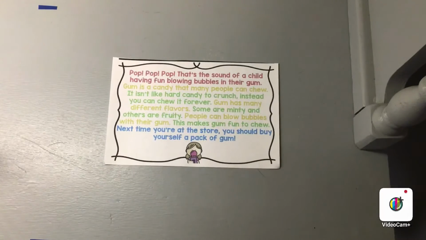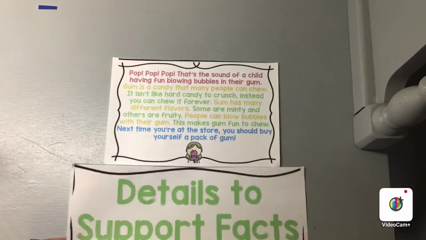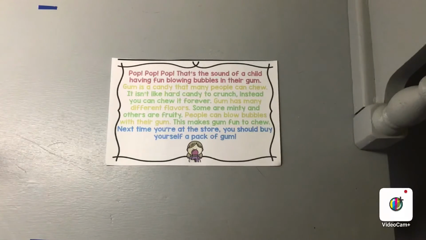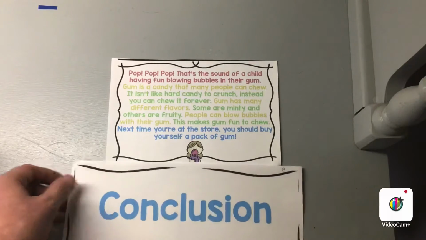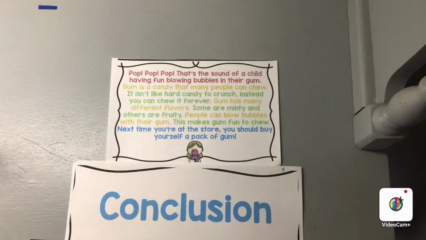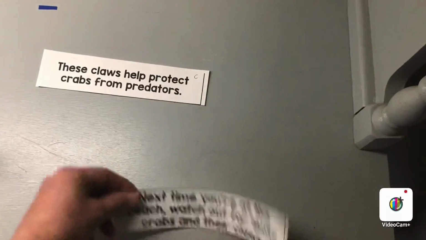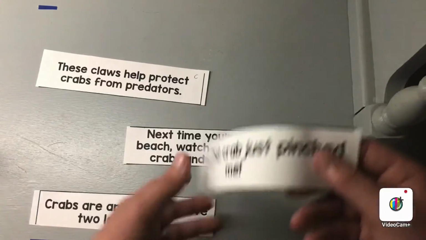This makes gum fun to chew. That's details to support it. It is fun to chew. Next time you're at the store, you should buy yourself a pack of gum. And that's our conclusion. Once again, a call to action. Hey, maybe next time you're at the store, you should buy yourself some gum so that you can experience that yourself. Let's look at these sentence strips that I have and see if we can organize these the right way.